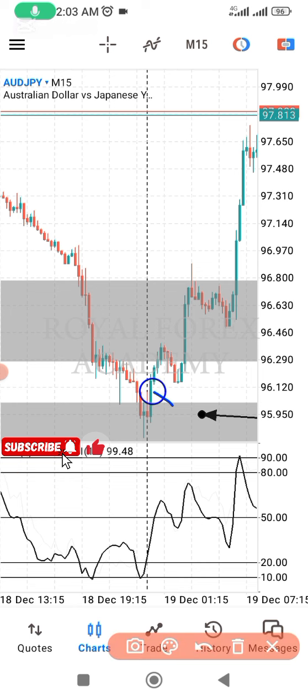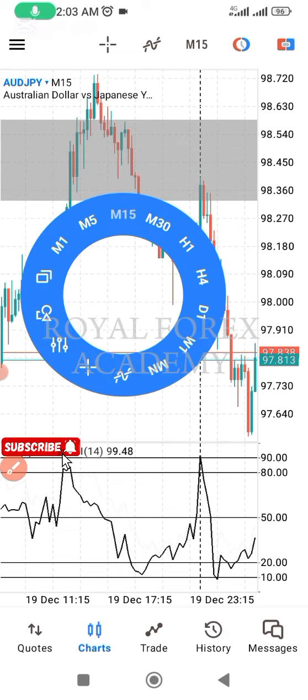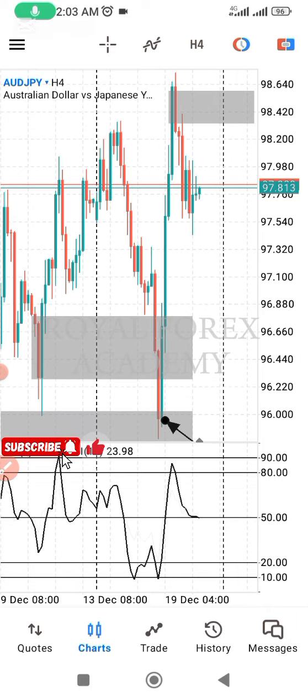This is my 15 minutes. Here is a pin bar. And this is a head and shoulder pattern. So you see now, I will be in this trade. So this is how I will incorporate everything that I have learned.